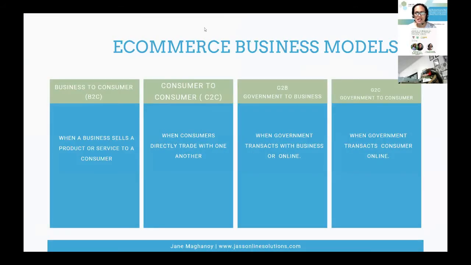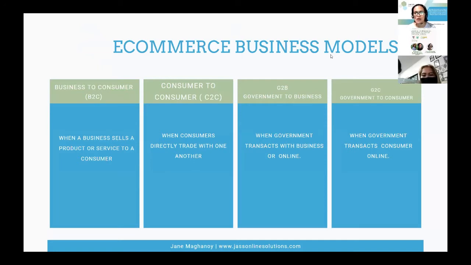Okay, now when it comes to e-commerce, there are different business models. First, we have the business to consumer, or what we call B2C. So ano bang type of business model to? When we say B2C, it's when a business sells a product or service to a consumer. Okay, so business to consumer. And then another one is we also have consumer to consumer naman. So we call this one C2C. This one is a transaction between consumer to consumer, so you directly trade with one another.